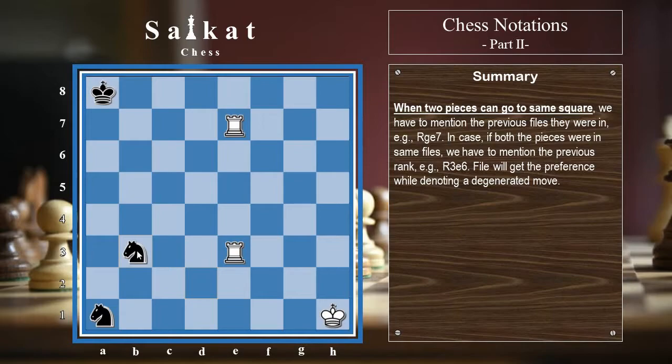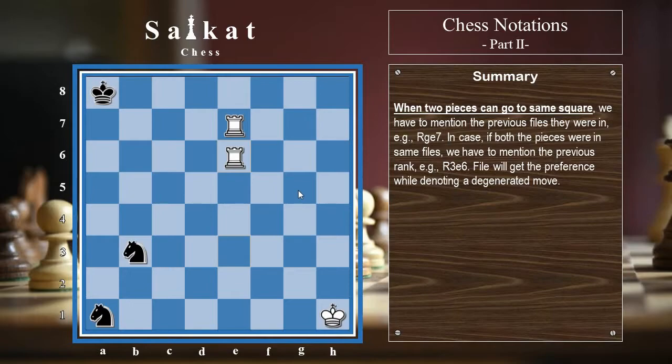Now suppose white plays a move like this. This is also not rook e6, because at this point we can see that both the rooks are eligible to go to the square e6, and also they are on the same file. So we have to say that the move is R3e6. The rook that was on the third rank will come to e6.